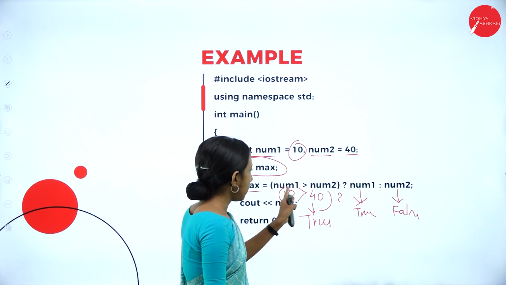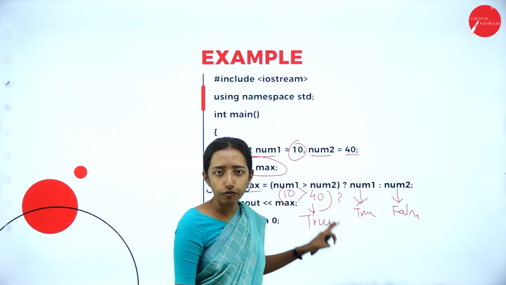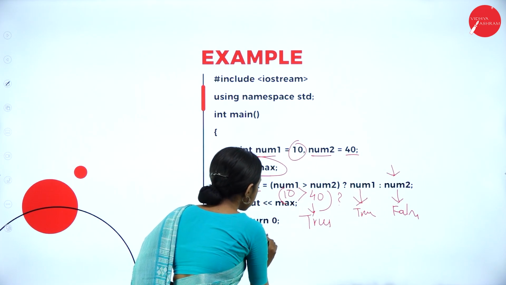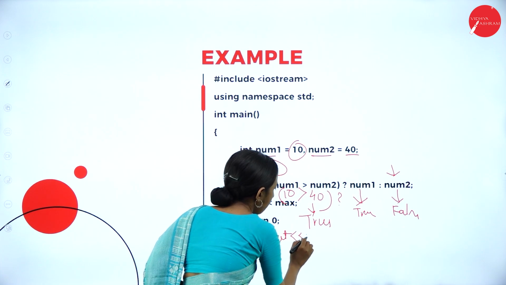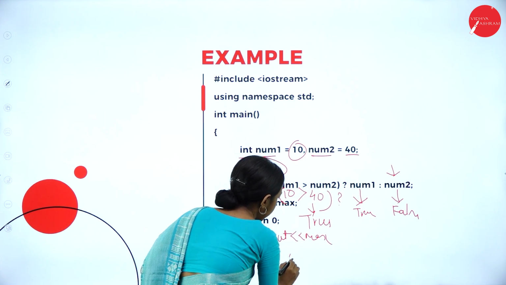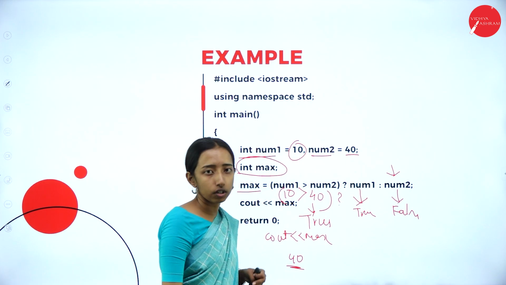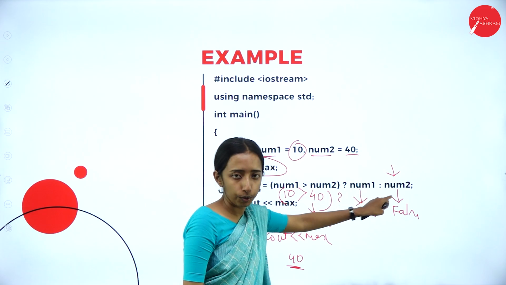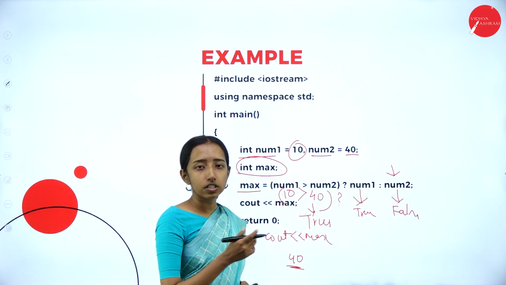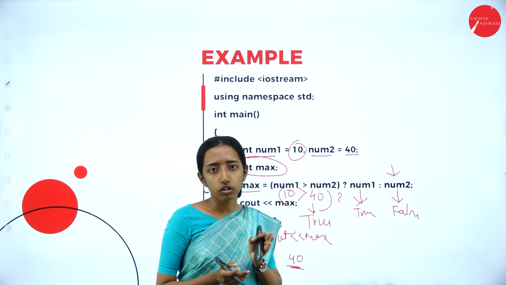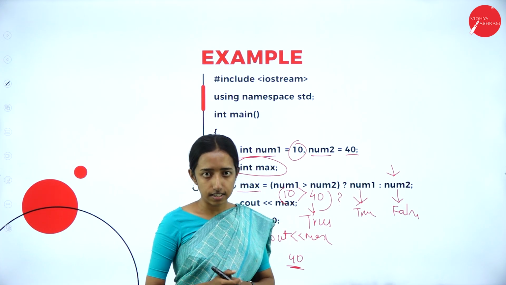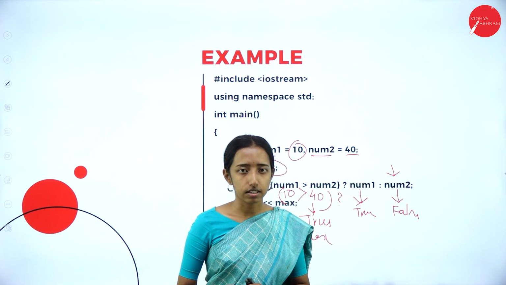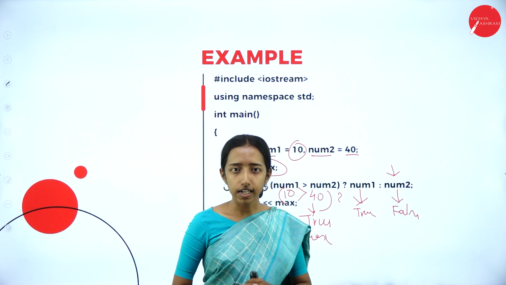You can see 10 is not greater than 40. So we will get num2, that is, cout of max. We will get 40 as output because 40 is greater, so 40 is the maximum. We get num2 because the condition is false. So this acts as a shorthand for the if-else statement. This was about the conditional operator, a shorthand for the if-else statement.